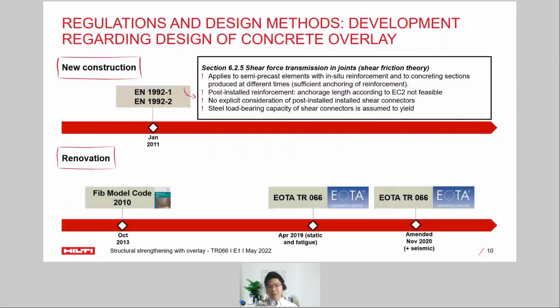When we go to the regulation part, for new construction we have EN 1992 part one and part two, for example for bridges, and there's a section about concrete overlay. In EC2, the difference is that the anchorage is assumed in yield, and that is not actually the case for an installed shear connector. That's why in renovation or refurbishment projects in the past we had the fib Model Code 2010, and later on it is now fully under the AOTA, the European standard for concrete overlay design, which is the method called TR66.